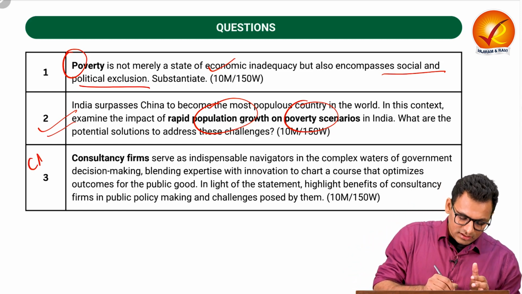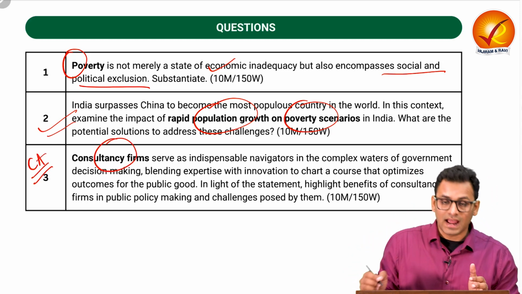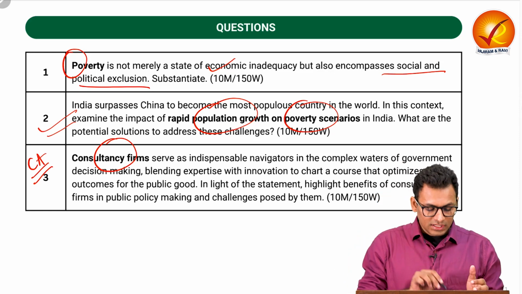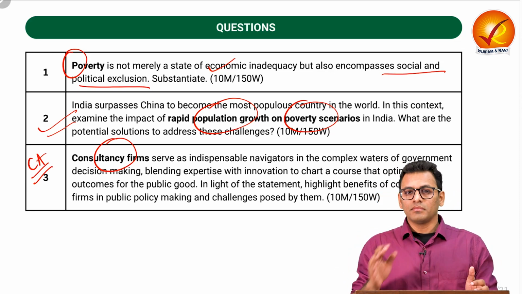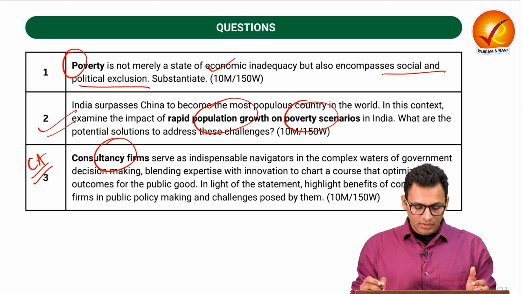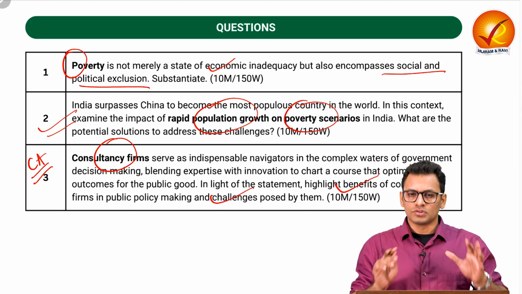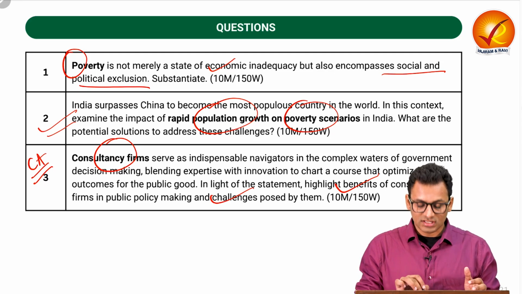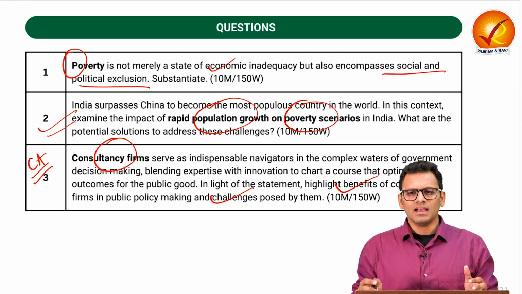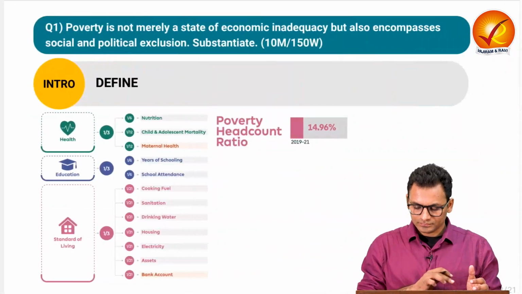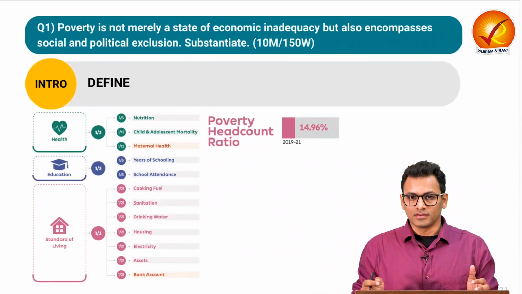The third question is a current affairs based question. We have seen a rise in hiring of consultancy firms by government to solve problems, but there are certain benefits as well as challenges associated with the same. So we will be looking at those dimensions and aspects in question number 3. Let us start with question number 1. Let's read question number 1 together.